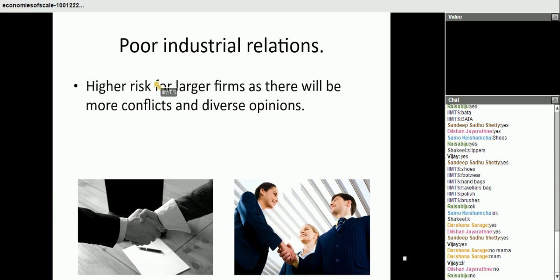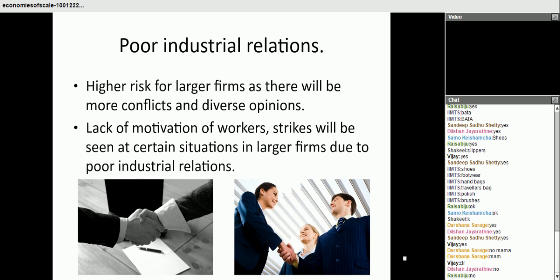Then poor industrial relations. Higher risk for larger firms, as there will be more conflicts and diverse opinions. There will be strikes, lockouts. So that all will add to the cost of the firm. Even if there is a strike in the factory, the fixed cost will be incurred by the factory. They have to pay the rent, the basic electricity charges, and the rent of the telephone. They are not manufacturing anything, but still they have to incur these costs. So that all will add to the cost of the firm. Okay.